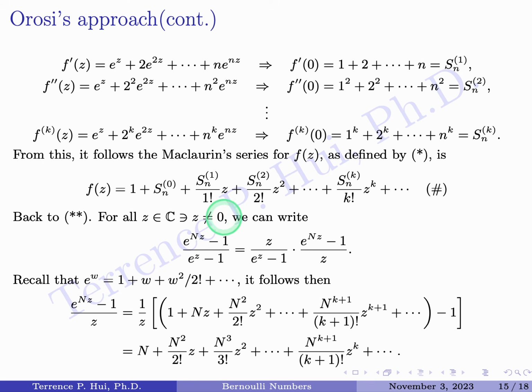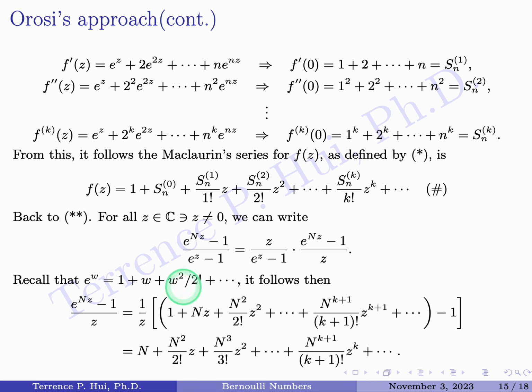So as long as you stay away from 0, this is z over e to the z minus 1. At z equals 0 this is not even defined, so you cannot have 0. So I can write this as z over e to the z minus 1 times another fraction, e to the nz minus 1 over z. Now, let's work with the second fraction first.